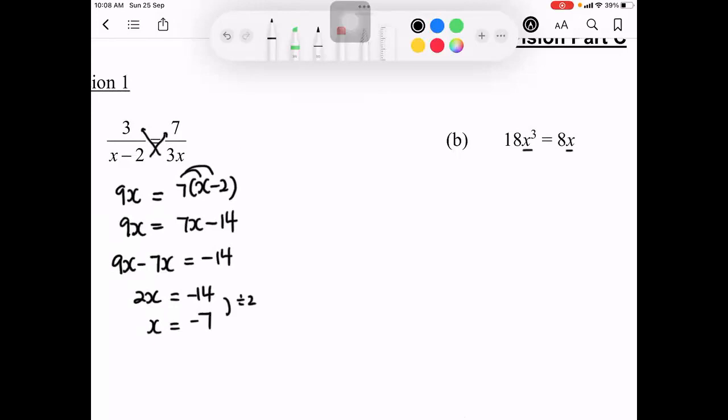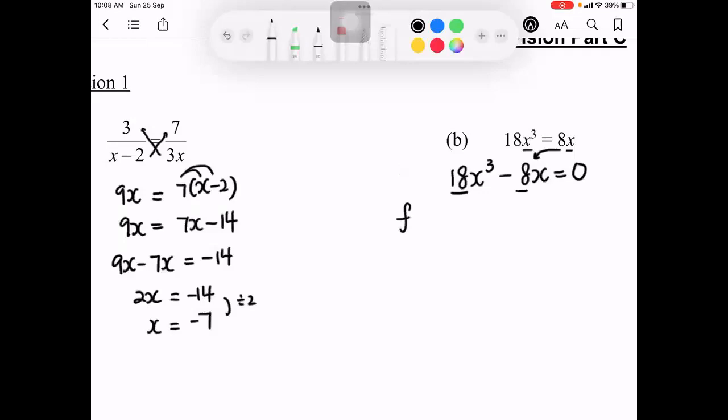What we do is try to put it equal to 0 and factorize. We try to equate it to 0. So this one, I'll get 18x cubed minus 8x equals to 0. I'll shift this one over here, then I try to factorize. First is shift. Second, I factorize out the common factor.